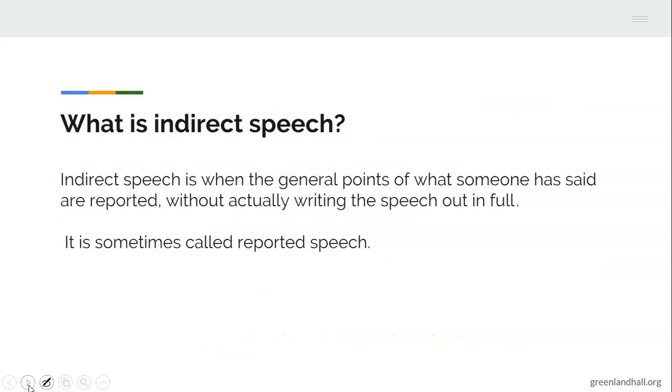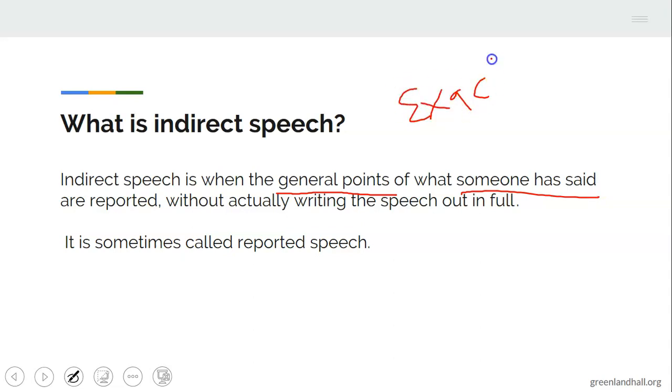What is indirect speech? Indirect speech is when the general point of what someone has said is reported. Now, look, this is important. Let's highlight the most important thing here. Indirect speech is when the general point, not the exact words, of what someone has said is reported. Remember the other time we said exact person, but in this case, it's not exact.